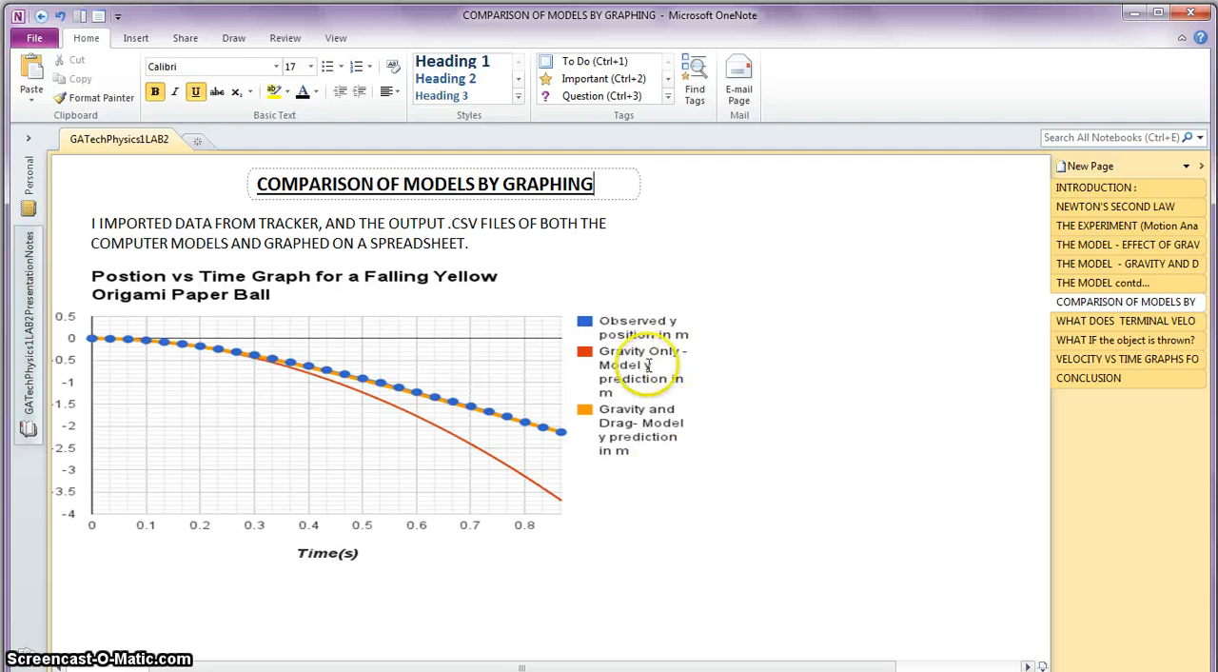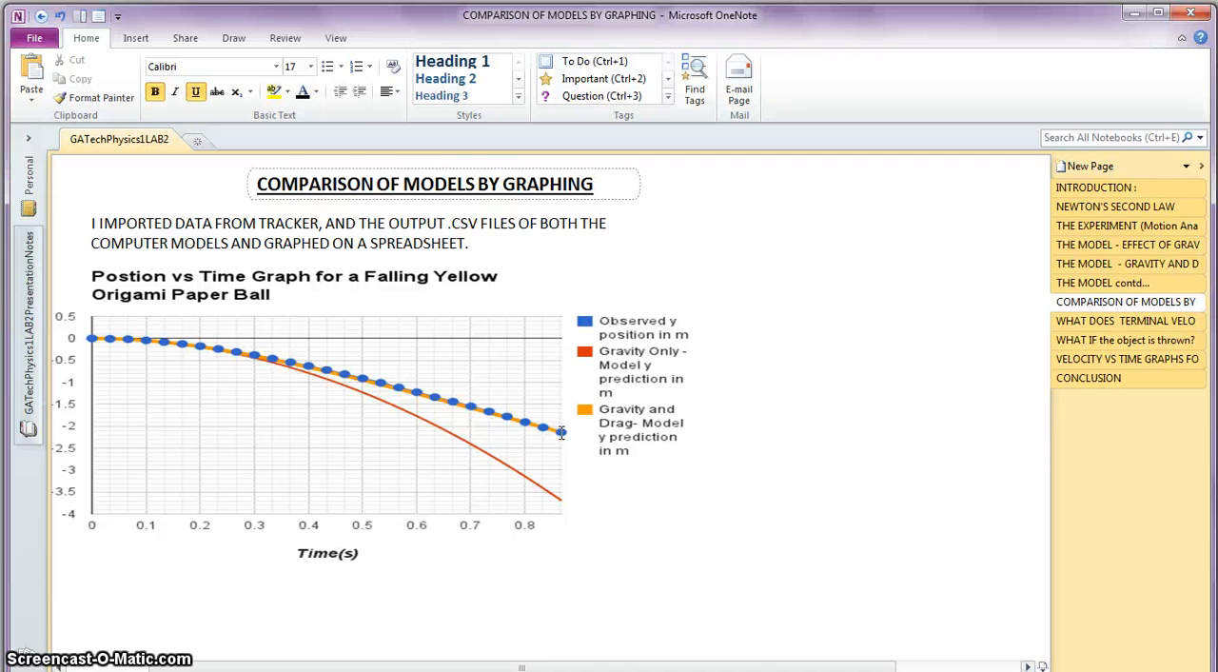The gravity-only model has been shown with a red line, which obviously shows that the final position is way beyond the actual observed position. This indicates the presence of another force that we might not have taken care of that creates this blue final position in reality in the experiment.